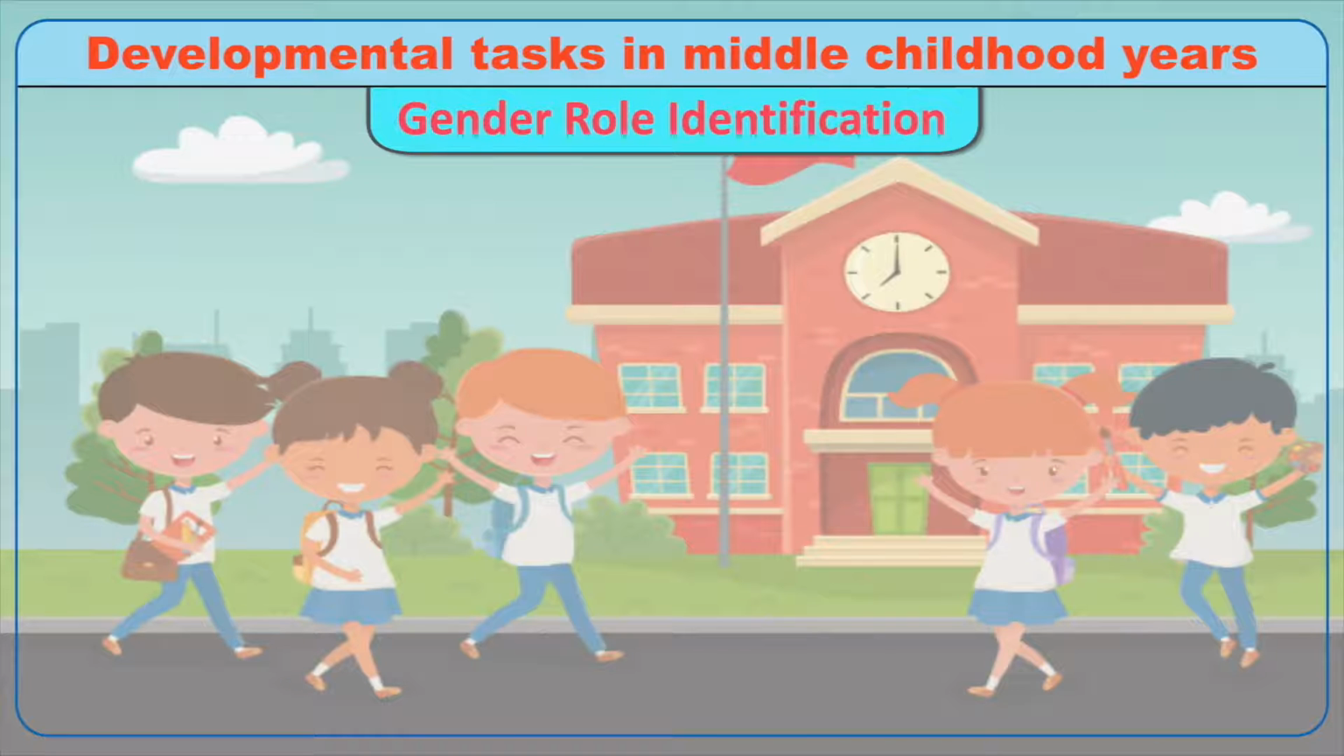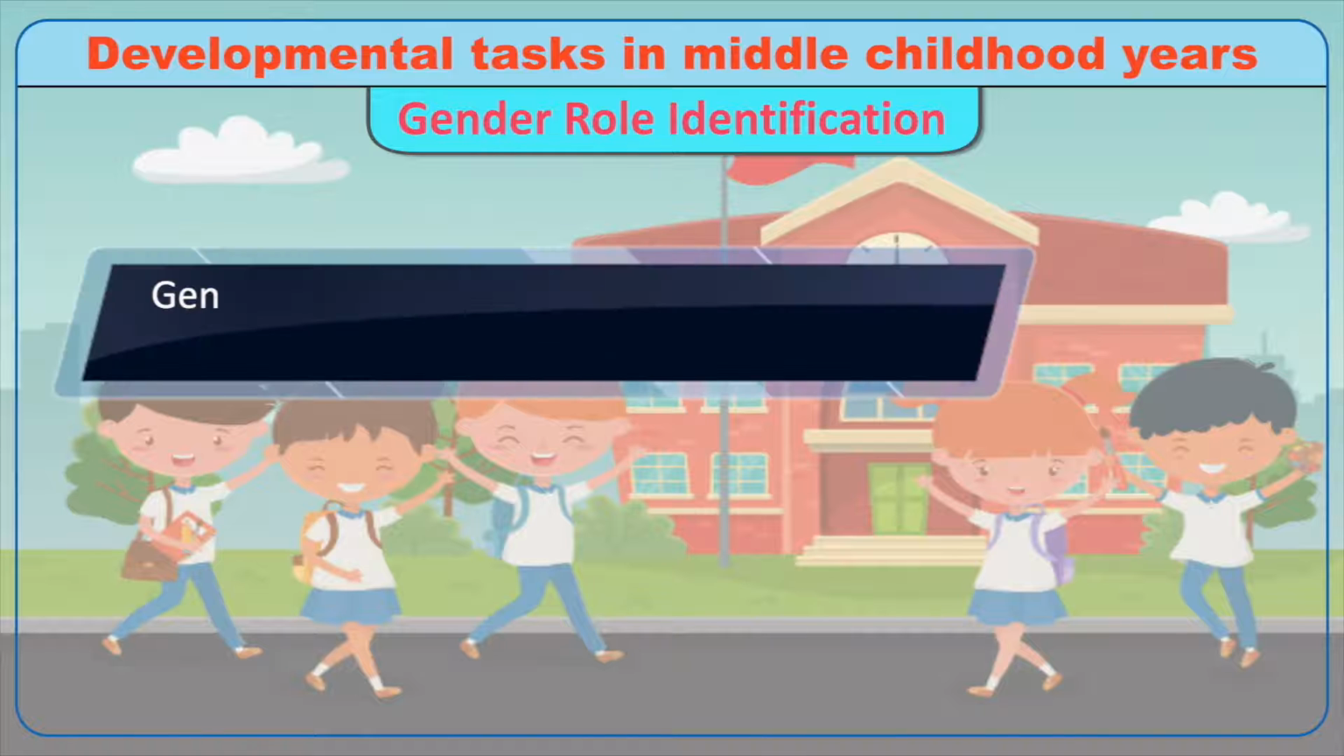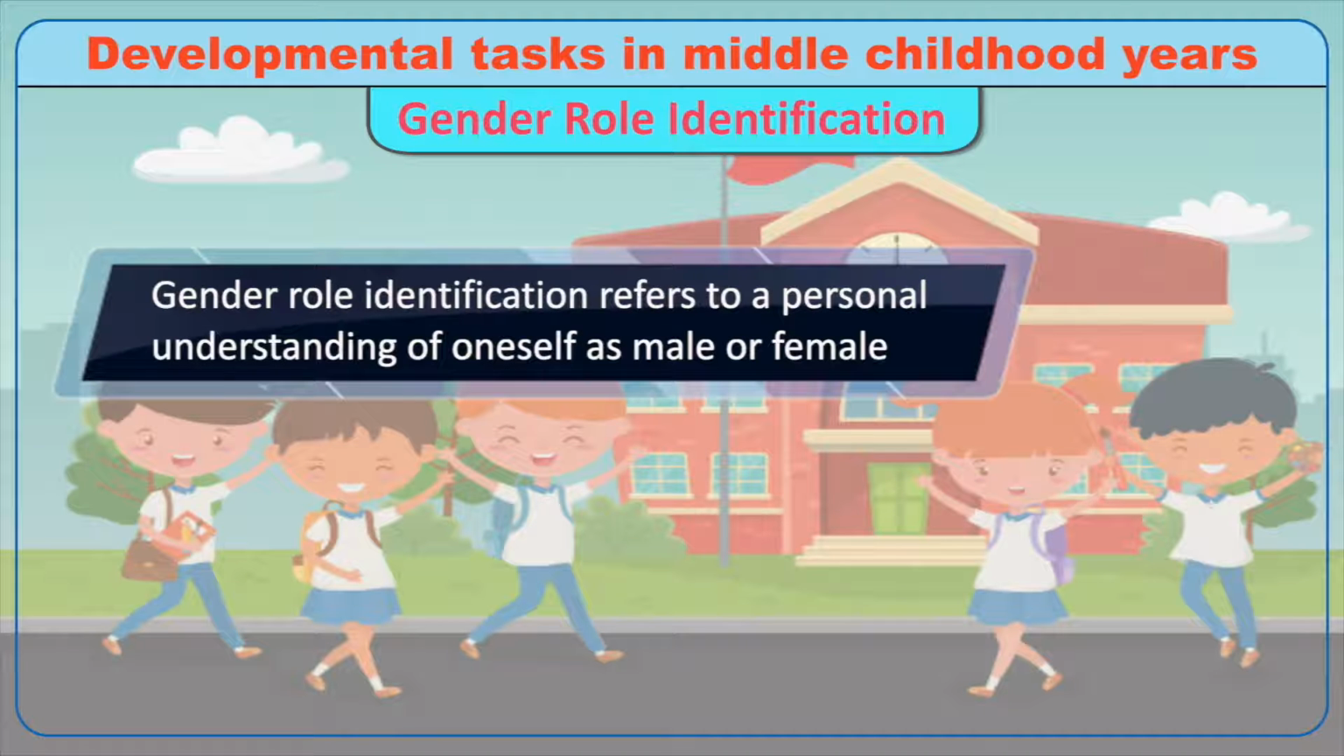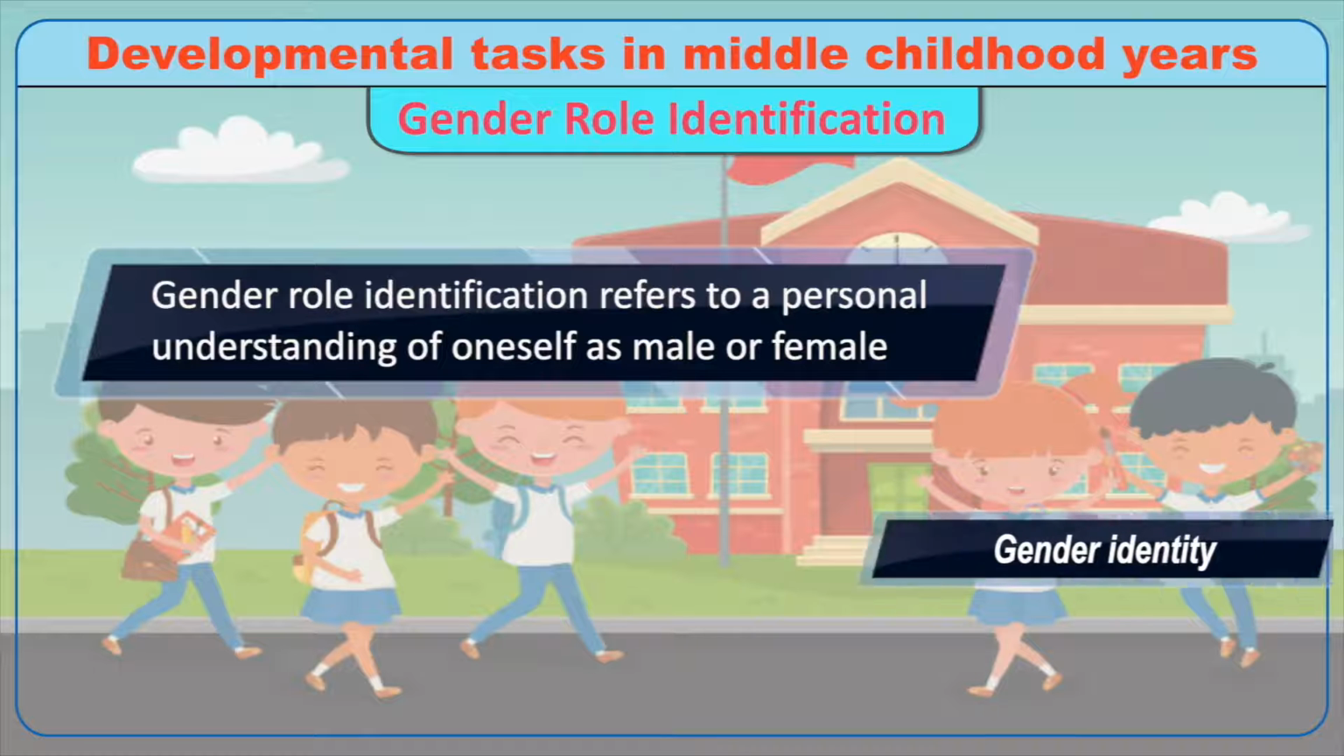Coming to the gender role identification. Gender role identification refers to a personal understanding of oneself as male or female. It is a gender identity. The concept of gender role is the manifestation of the personality that reflects the gender identity. Gender identity becomes more firm in middle childhood years.